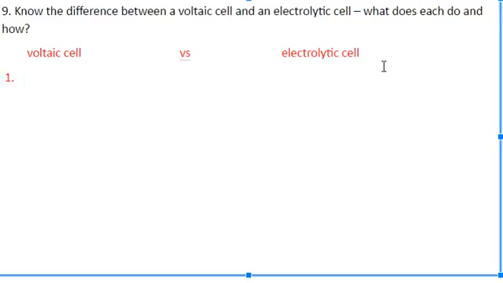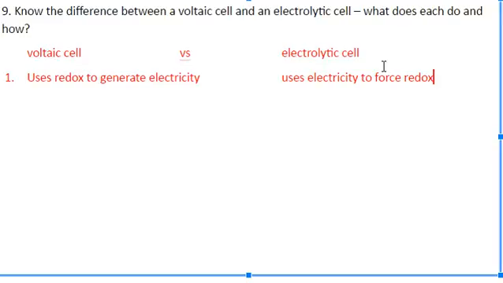So if we deal with what each does, a voltaic cell uses chemistry, or uses redox, to generate electricity, versus the electrolytic cell, which uses electricity to force redox. That kind of covers the what it does and how.